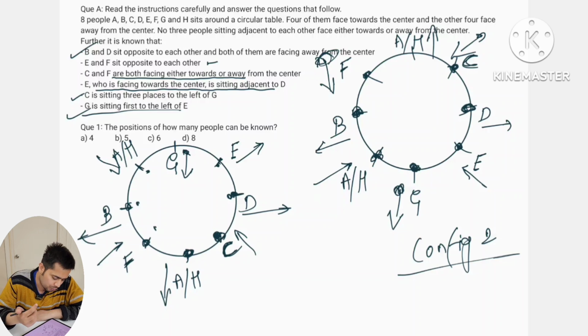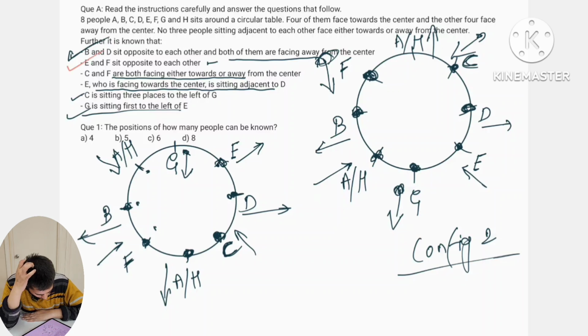Let us check again all the statements. B and D sit opposite to each other and both of them face away from the center. Fulfilled in both configurations. E and F sit opposite to each other. Fulfilled. C and F are both facing either towards or away from the center. So C and F both are facing inwards. E who is facing toward the center is sitting adjacent to D.